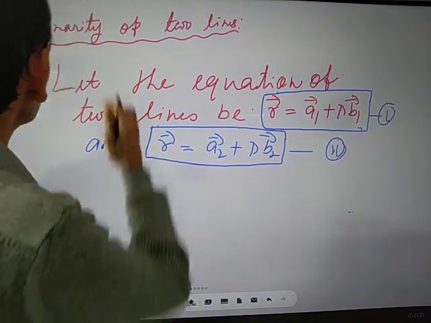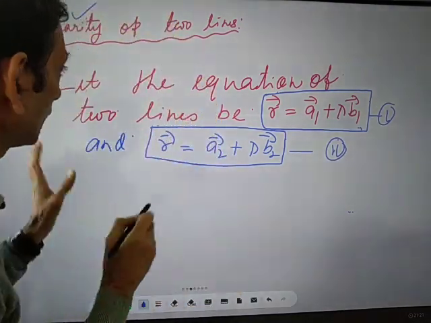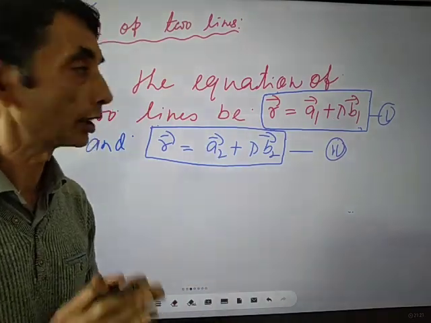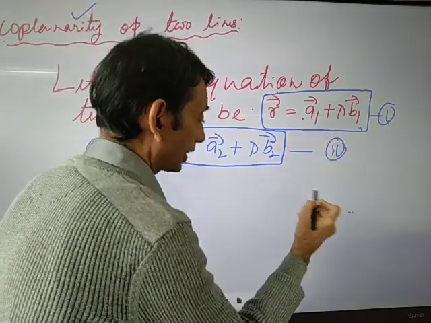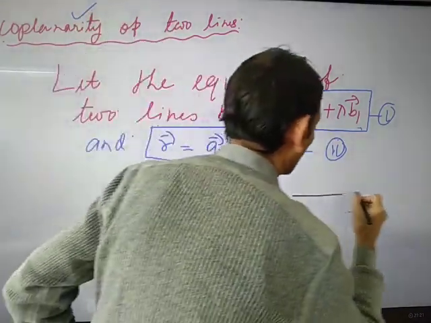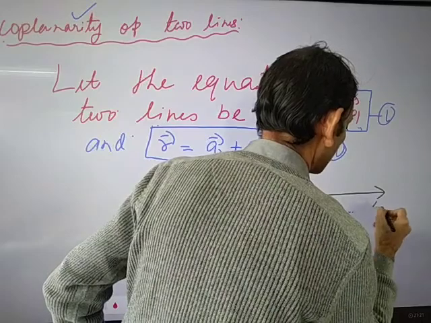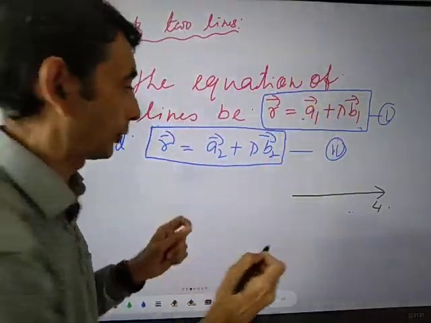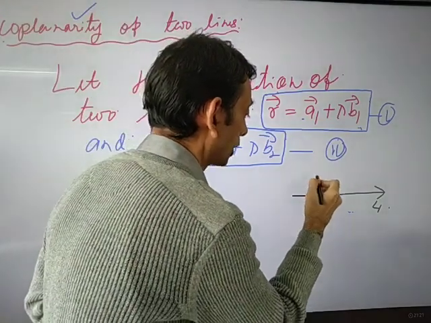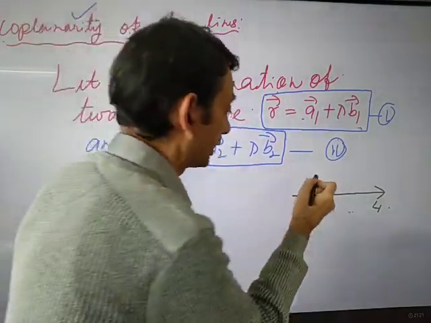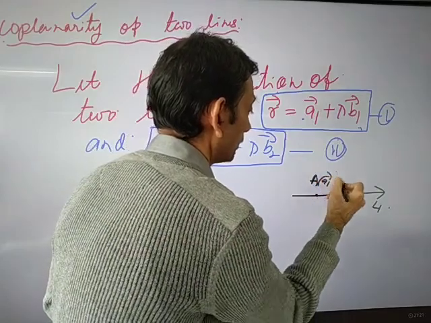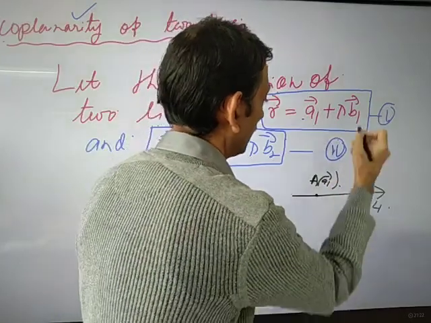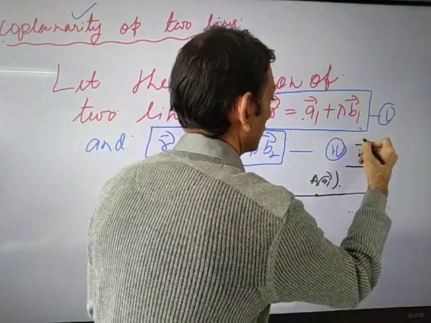What we have to find is the coplanarity of two lines. So let the equation of two lines be this and this respectively. Say this is line 1. Now A1 is the position vector of a point. Say if you take a point A, the position vector of A is A1, and this line is parallel to B1.